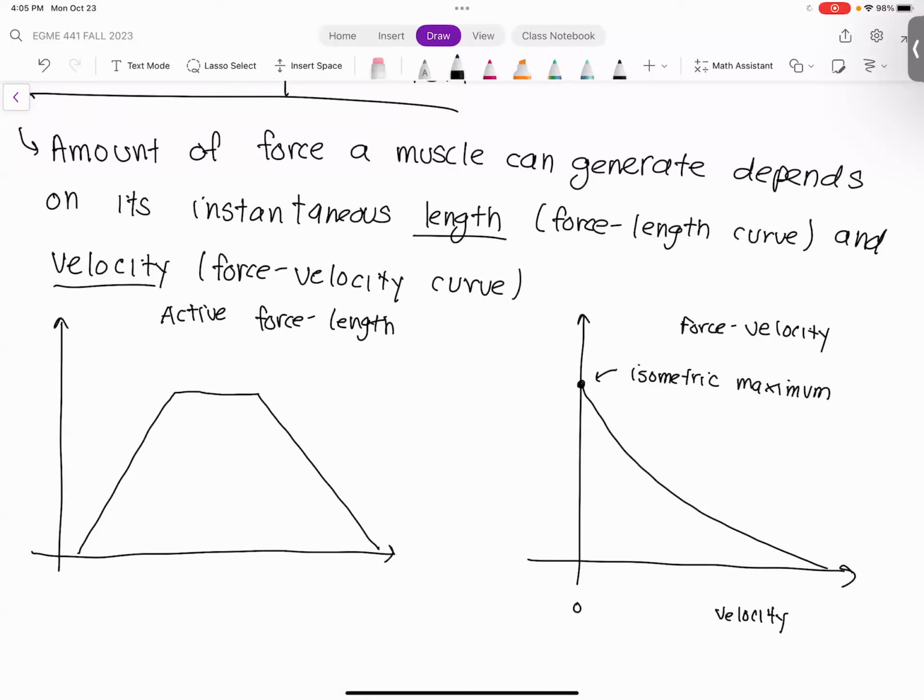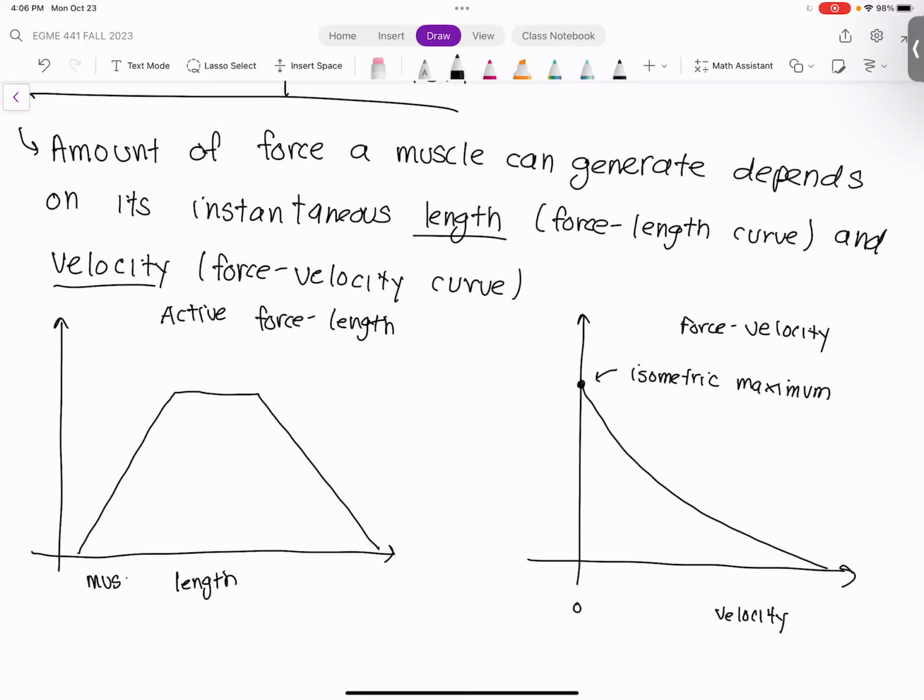Okay. And then as the velocity increases, as the quickness of whatever motion you're accomplishing increases, the amount of force that your muscles can deliver at that velocity goes down. Okay. And so let me finish labeling these axes.